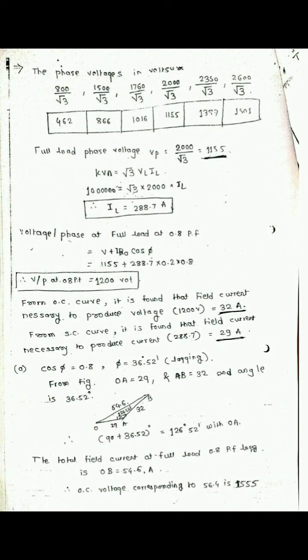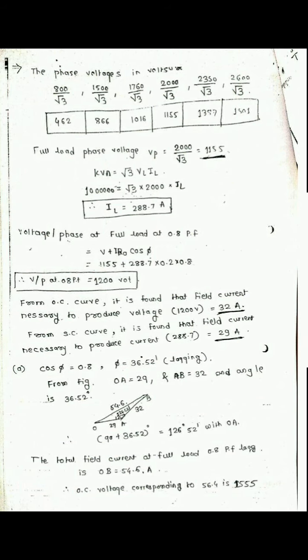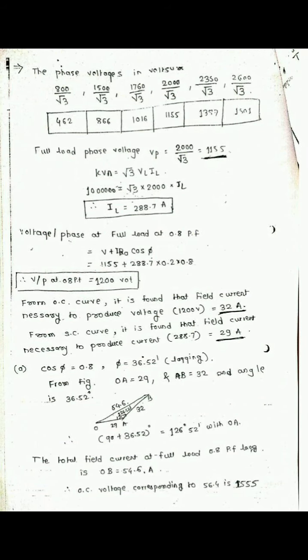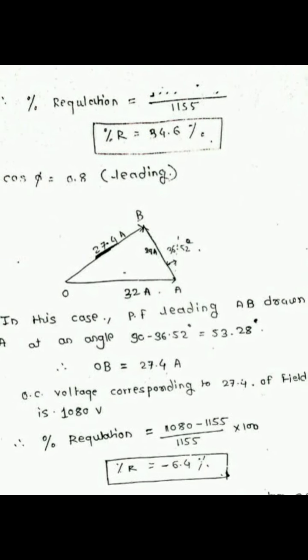So this is in terms of volt. After calculating the value of that particular E, it will be easy to calculate the value of percentage regulation. Therefore, to find out the percentage regulation, E minus V divided by V. We have calculated the value of E, that is 1555, minus the value of V, that is per phase 1155, divided by 1155. It will give you the value of voltage regulation, that is 34.6%. So this is the value of percentage full load regulation for 0.8 power factor lagging.